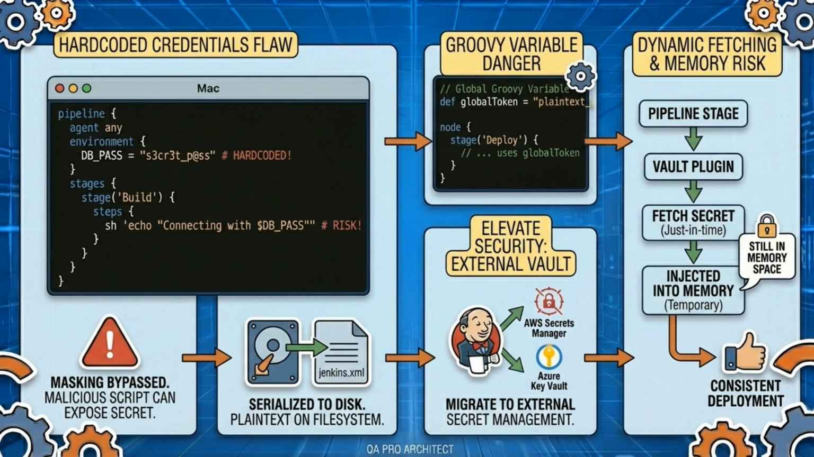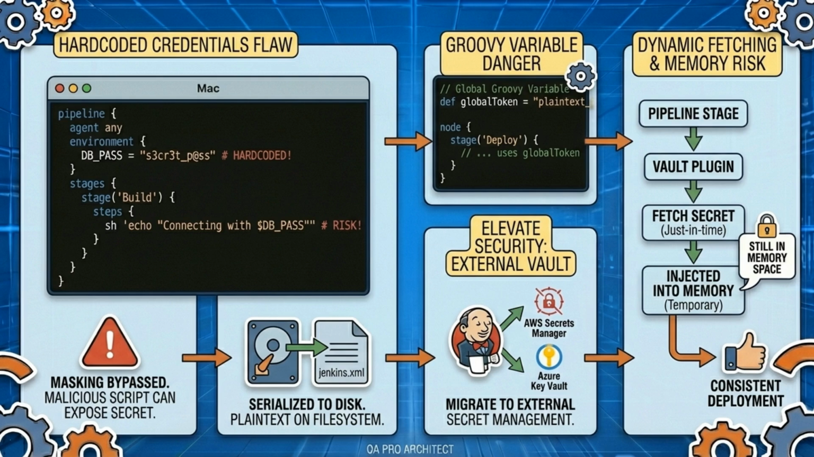Furthermore, you must never assign retrieved secrets to global Groovy variables. Groovy variables are serialized to disk for pipeline durability, meaning your plaintext token could end up written directly to the Jenkins master's file system. To elevate security, the first step is migrating away from Jenkins to an external secret management solution, such as HashiCorp Vault, AWS Secrets Manager, or Azure Key Vault.